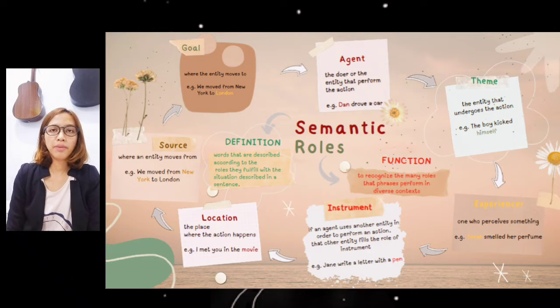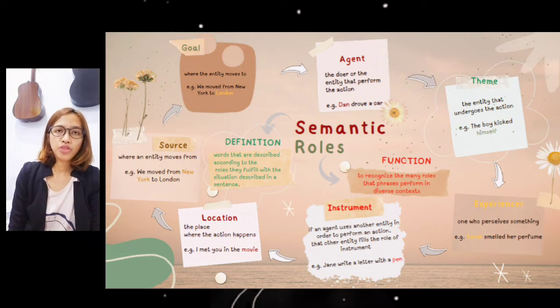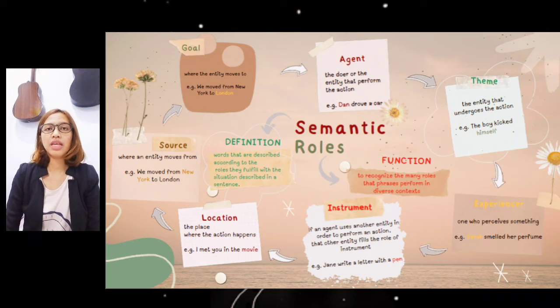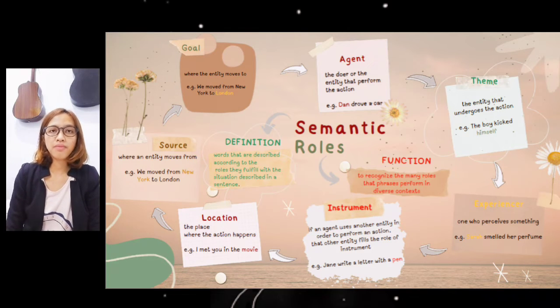Okay, the second type of semantic roles is theme. Theme is the entity that undergoes or receives the action. The theme can also be an entity that is simply being described. The theme can be human. Indeed, the same physical entity can appear in 2 semantic roles. For example, the boy kicked himself. From this sentence, the theme is himself.